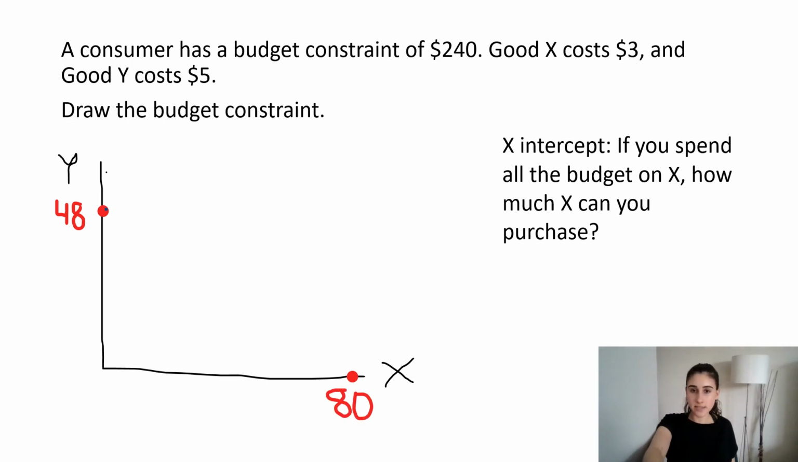Next, we find the X-intercept. The X-intercept represents how many units of X we could purchase if we spend our entire budget on X. So if we have $240 and X costs 3, we could set up an equation as seen here and solve for X. So if we spend all our money on X, we're able to purchase 80 units of X, and here's its intercept.